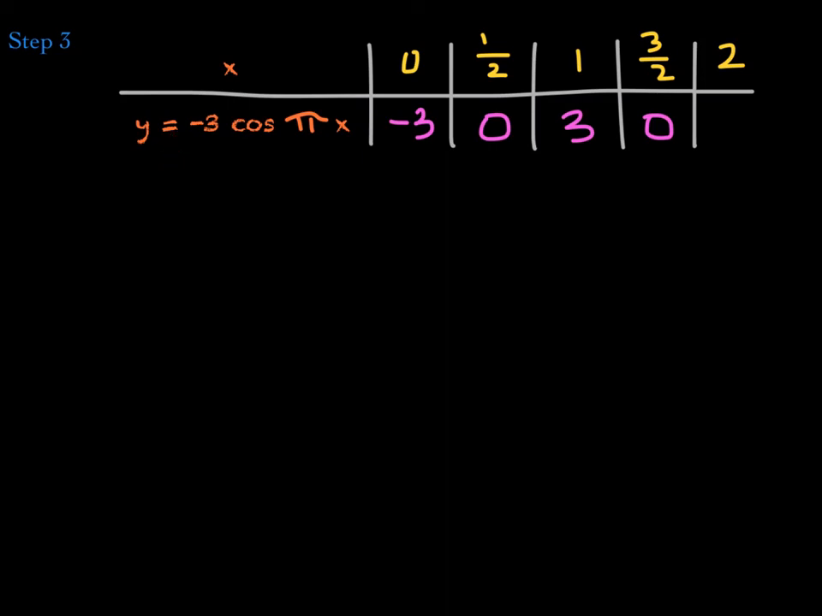Okay, 2 is next. 2 times pi is 2 pi, and cosine of 2 pi is 1. Negative 3 times 1 is negative 3.